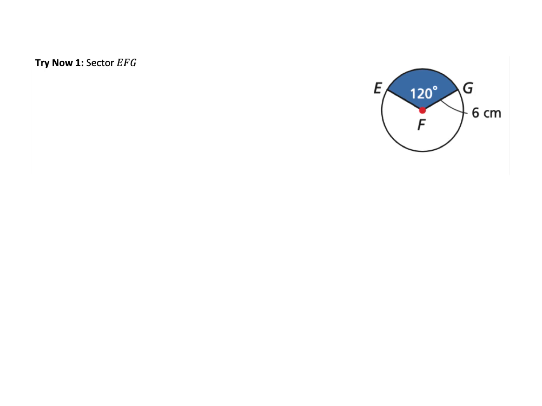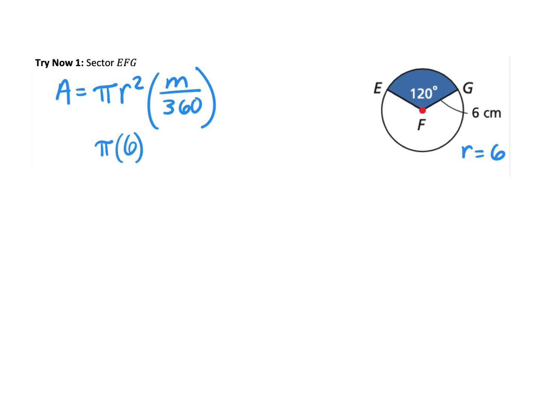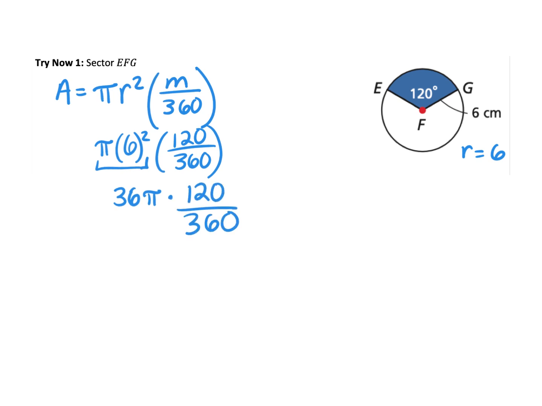So here's our try now, and we want to find the area of the sector. The first thing we can do is copy down our area formula. Area equals pi r squared times m over 360. Notice that in this circle, r is 6, and it's 120 degrees. So pi times 6 squared times 120 over 360. That's 6 squared, order of operations. We do that first. 6 squared is 36. You've got the pi in there. Multiply by 120 over 360. Let me show you how you can type that in your calculator.